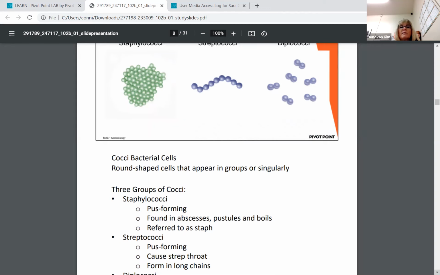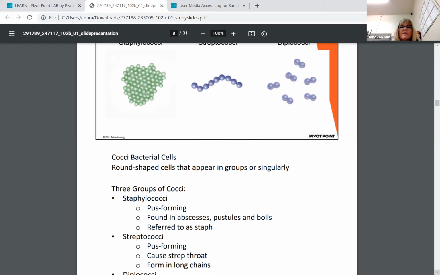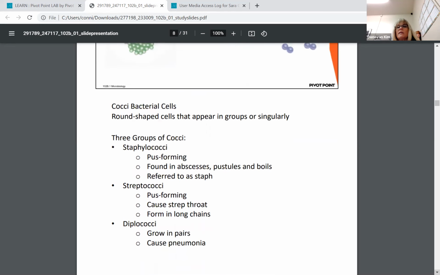Okay. The next one we're going to look at is Streptococcus. We've all heard of strep throat, right? This is what it causes, strep throat. This is also pus forming, and these grow in chains. If you have a strip of something, it's like a long chain. So that's how I remember that one.